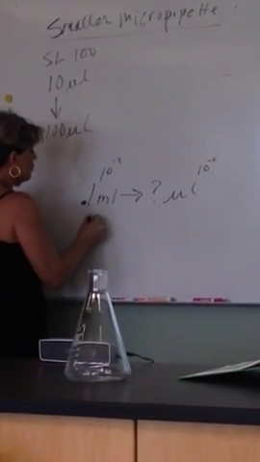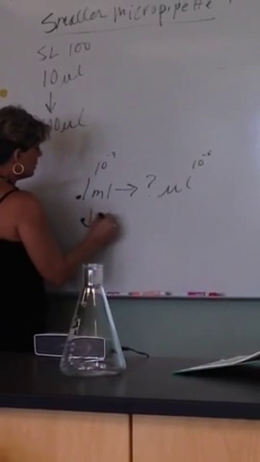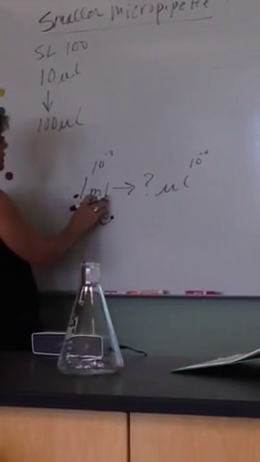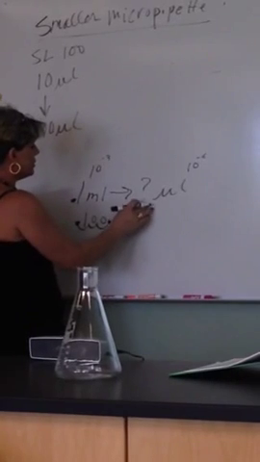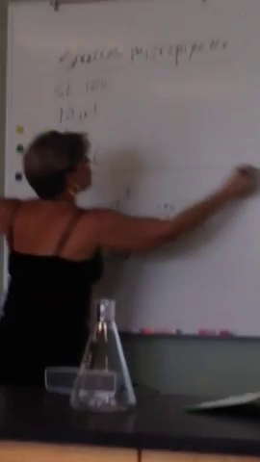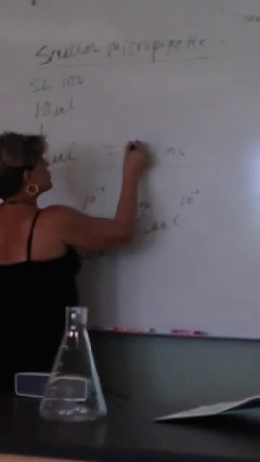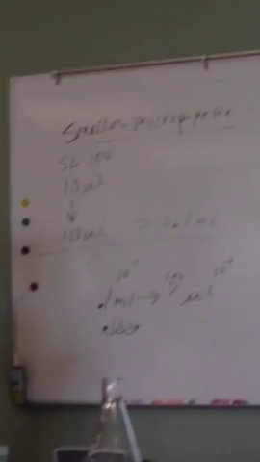So if I take my 0.1, move it 3 spaces, 1 milliliter equals 100 microliters. So the maximum volume in our small pipette is 100 microliters. So that equals 0.1 milliliter. So officially we put 0.1 milliliter.